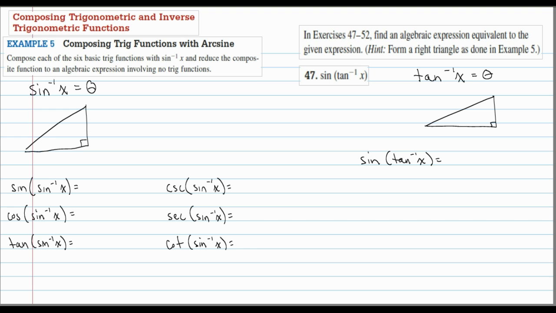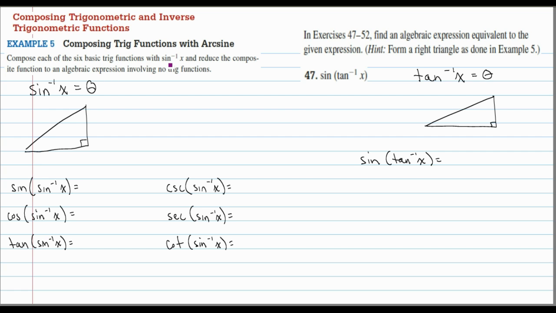Example 5 says compose each of the 6 basic trig functions with inverse sine of x and reduce the composite function to an algebraic expression involving no trig functions. So in other words, we're going to only have x's in here, an algebraic expression. You can't say the inverse sine of x equals something with trig in it.